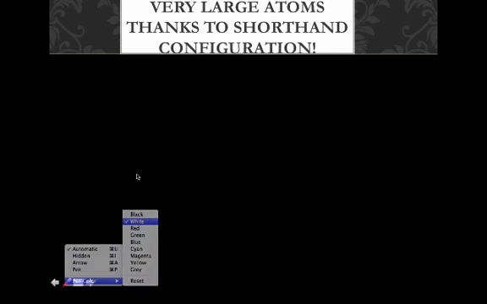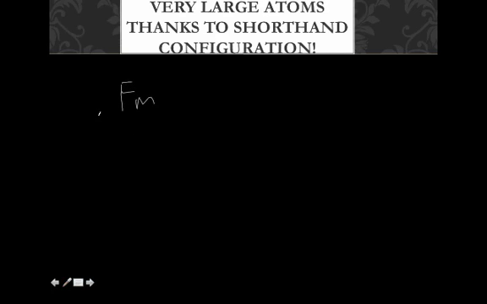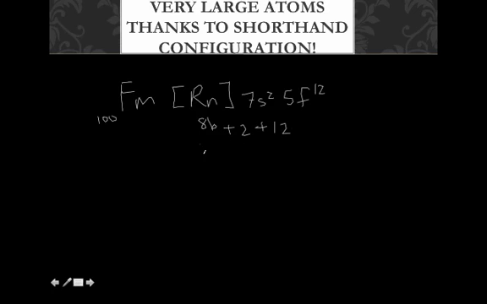And now, using our shorthand notation, I've represented 100 electrons because radon has 86 of them. Okay, I'm not used to this happening. Fermium needs 100 electrons. Radon has 86 of them. Then we have 7s2, so there's 2 more. And then 5f12, so there's 12 more. So that adds up to 100 total electrons. That's exactly what we were looking for to make fermium.